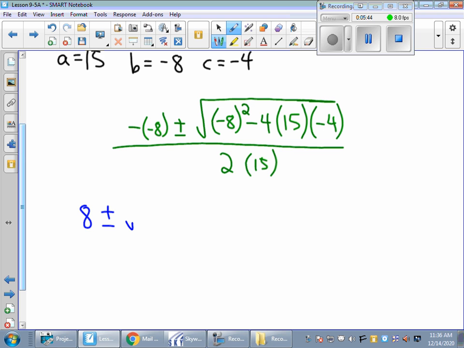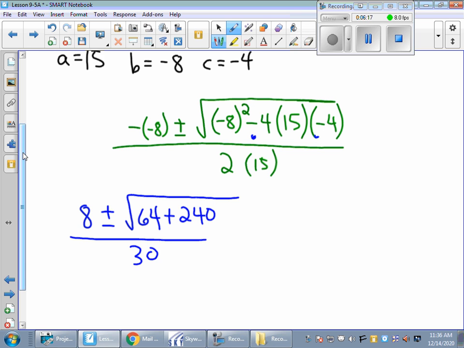So what we do here is we have a negative, or opposite of a -8 makes this a +8. Plus and minus. -8 squared is 64. And these numbers here, you have a -4 times 15 times -4. So 15 times all of that stuff there. That gives us a grand total of 240. And again, a negative and a negative, so that makes it plus. And the whole thing is over 30.